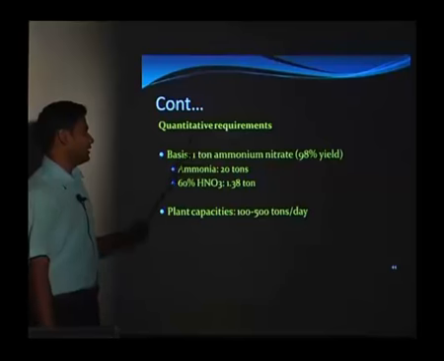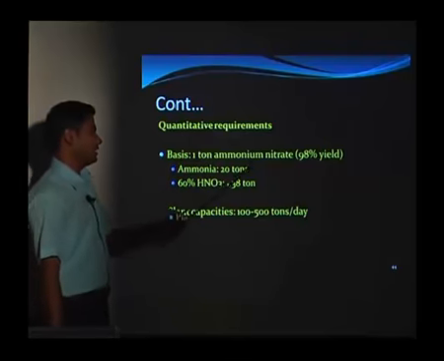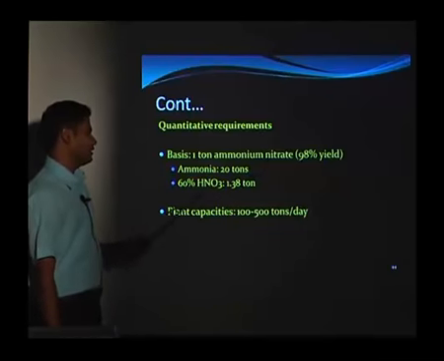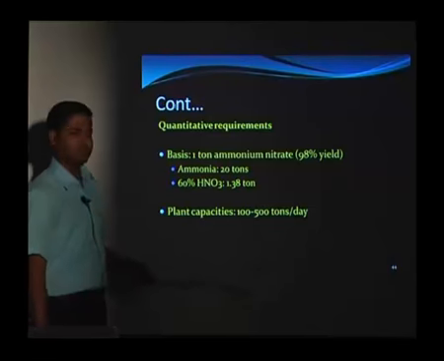If you see the quantitative requirements, if you are producing 1 ton of ammonium nitrate at 98% yield, then the ammonia required is 0.20 tons and the nitric acid requires 1.38 tons of 60% purity, and the plant capacity is 100 to 500 tons a day.